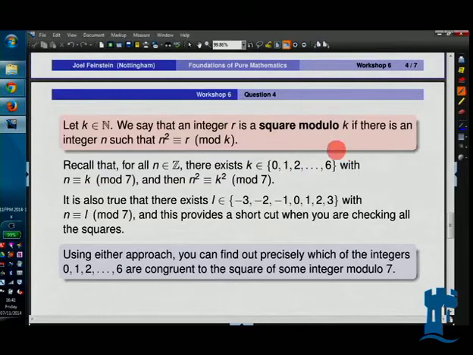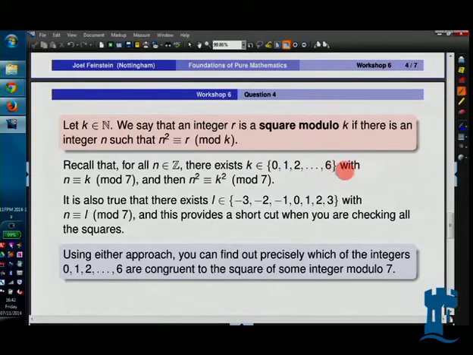Right, okay, so now we move on to this interesting bit. So, what does it mean to be a square modulo k? It means that there's some integer which, when you square it, leaves remainder r mod k. Well, okay, it's congruent to r mod k. We're going to be looking at modulo 7. Modulo 7, the possible remainders really are 0, 1, 2, up to 6.